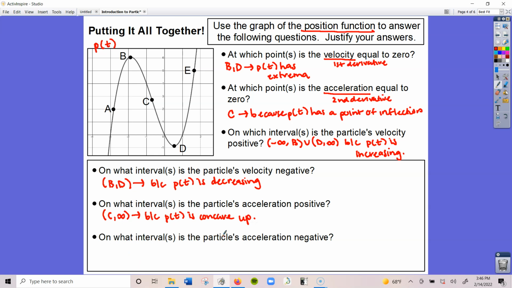On what interval is the particle's acceleration negative? This is when our function will be concave down. So that would be from negative infinity until c, and again, like I just said, because P of t is concave down. So once again, this is the same thing we've done before, except instead of using f, f prime, and f double prime, we are using P of t, V of t for the first derivative, and A of t for the second derivative.